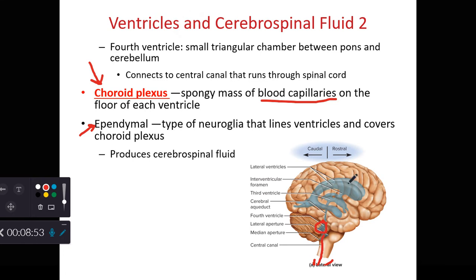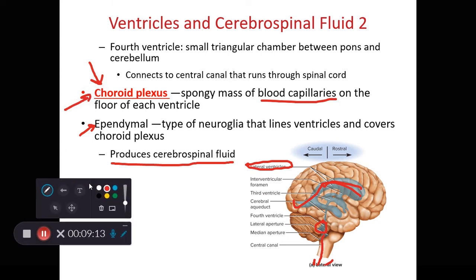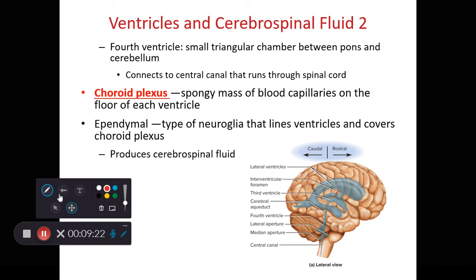The lateral ventricles are the 2 largest ventricles. So there's lateral ventricles. We have one there. There's another one right there. And they are going to have the largest masses of choroid plexus to produce most of our cerebral spinal fluid. So when we think of a choroid plexus, think the thing that makes cerebral spinal fluid. Because it needs to generate lots of fluid, it's going to have lots of blood capillaries and the ependymal cells present to make that cerebral spinal fluid.